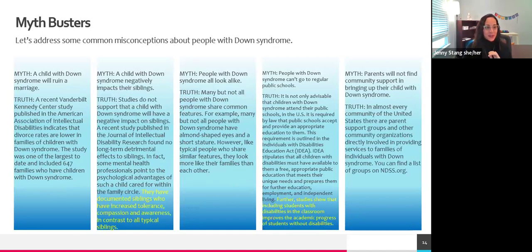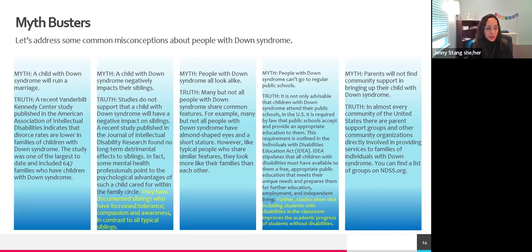And this is my last Mythbusters page. A child with Down syndrome will ruin a marriage. A recent Vanderbilt Kennedy Center study published in the American Association of Intellectual Disabilities indicates that divorce rates are lower in families with children who have Down syndrome. The study was one of the largest to date and included 647 families who have children with Down syndrome. So again, this is why lived experience is so important when we teach this out in the community, because if you haven't had this experience, we can't just make these blanket statements and believe them, okay?